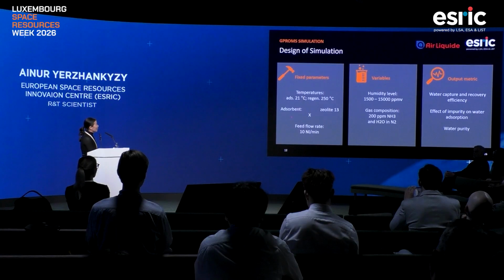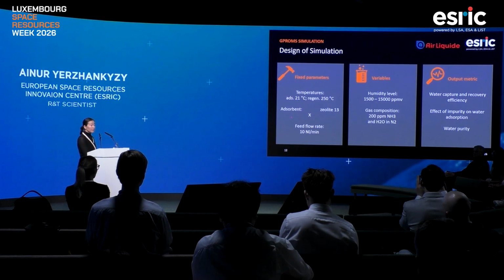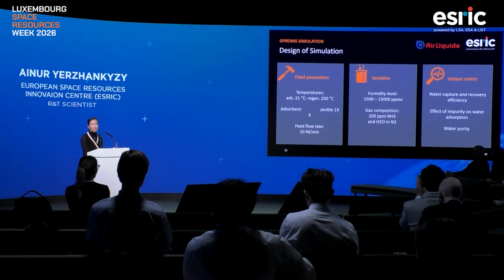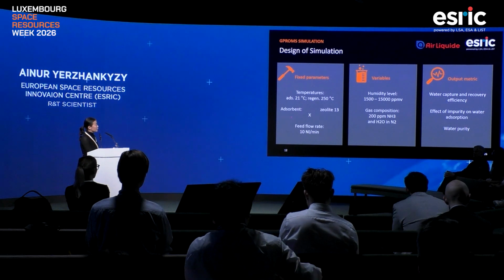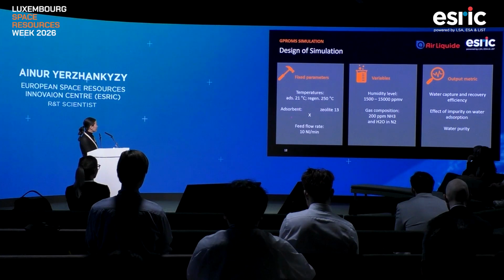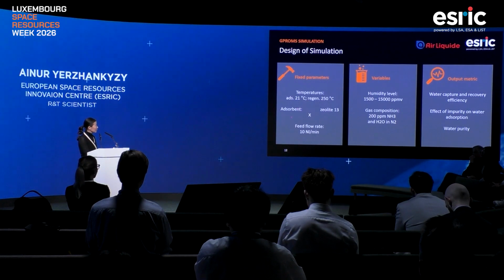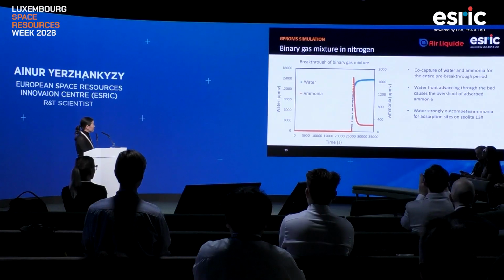However, we decided to proceed with the simulation with ammonia as an impurity in the feed. So what we did, we varied the humidity level from 1,500 to 15,000 ppm with 200 ppm of ammonia. We had the fixed temperature of adsorption and regeneration, fixed the adsorbent, zeolite 13X, and we studied how the recovery, the recovery efficiency and the purity will change.